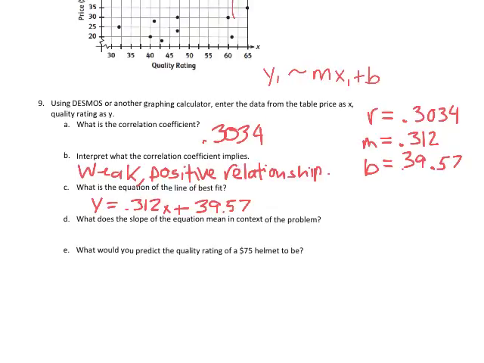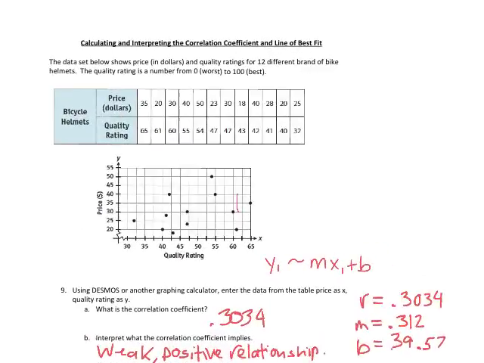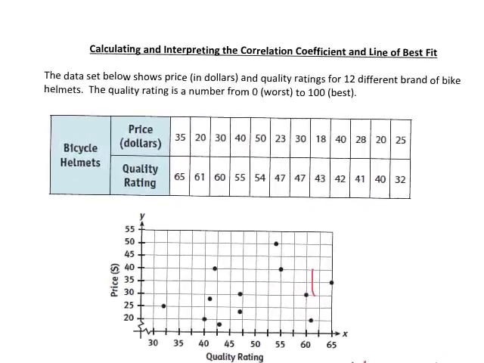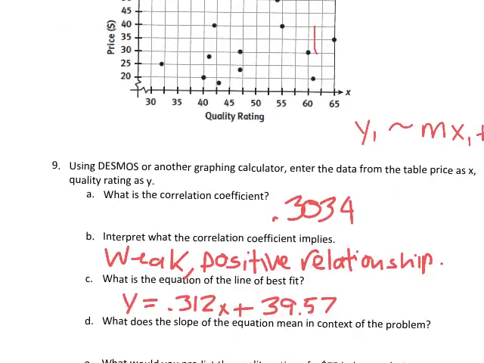Okay, so I apologize. I was so quick to jump into Desmos that I didn't really look at the context of this problem. So let's go back up really quick, because in order to tell what the slope and y-intercept mean in the context of the problem, we're going to have to actually know what the problem is about. So it says the data set below shows price in dollars and quality rating for 12 different brands of bike helmets. Okay, so price is X, quality is Y. So for every blah that happens, this happens. For every dollar price thing that happens, quality is going to do this. Okay, so let's go ahead and put that in context.